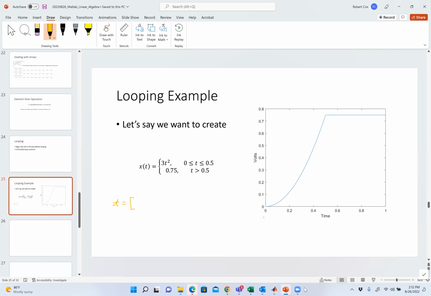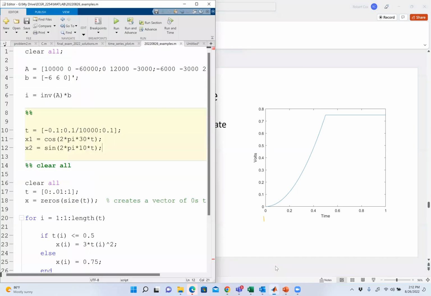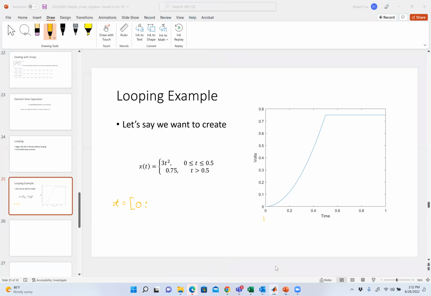So it looks like I went from 0 to 1. So I start at 0. And I don't know what value I used here in my example. What value did I use? 0.01. All right, I'm going to do steps of 0.01 all the way up to 1. Okay, that's step 1. Make a time vector.